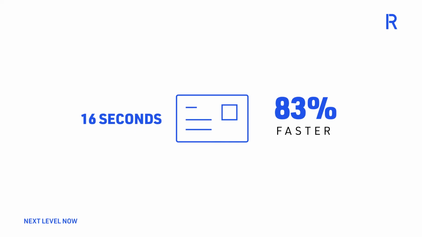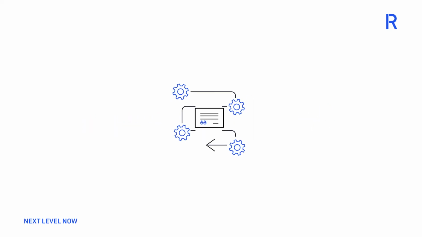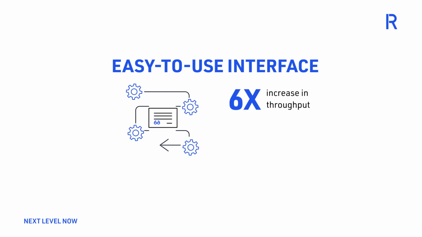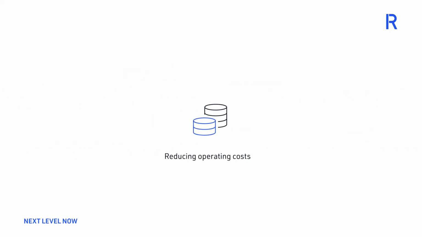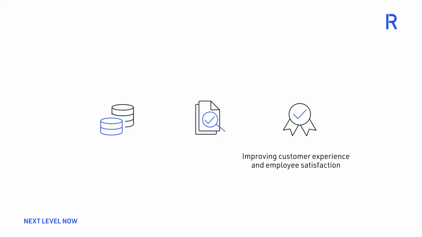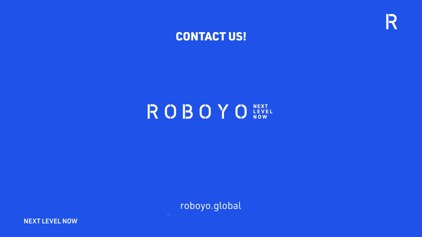That's 83% faster. Automating the processing of prescription lens orders with an easy-to-use interface brought the company a 6x increase in throughput with 96% field accuracy output, reducing operating costs, increasing compliance and accuracy rates, and improving customer experience and employee satisfaction as well.